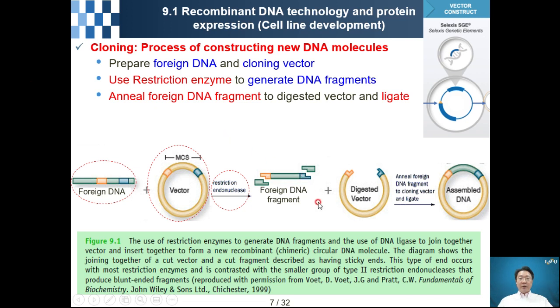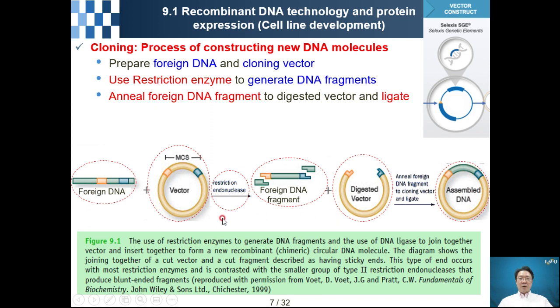Each restriction enzyme generates DNA fragments, for example, a foreign DNA fragment and a digested vector like this. After that, anneal the foreign DNA fragment to the digested vector. After that, ligate. Finally, we will have the assembled DNA like this. So this is the cloning procedure.